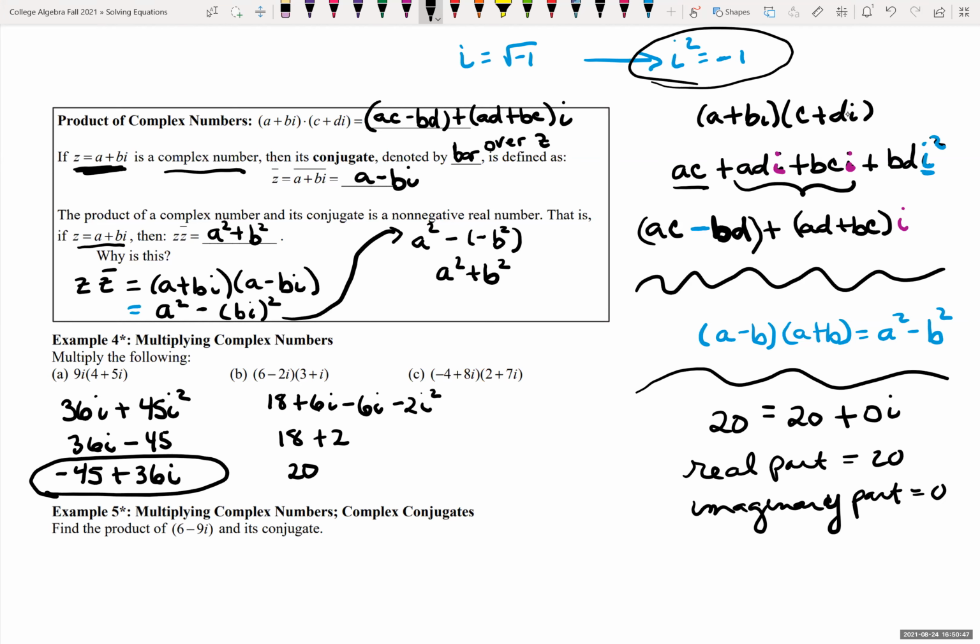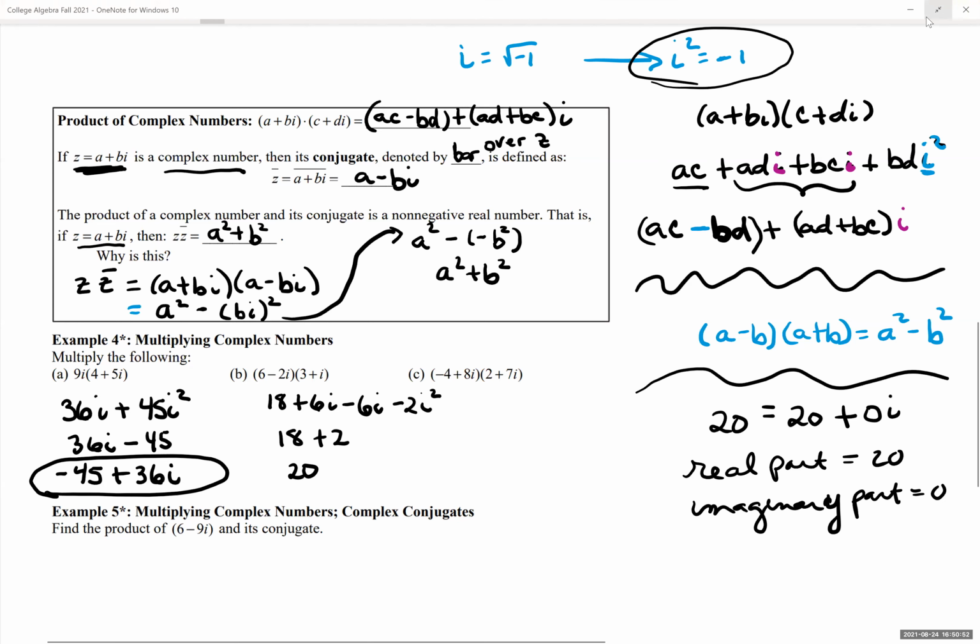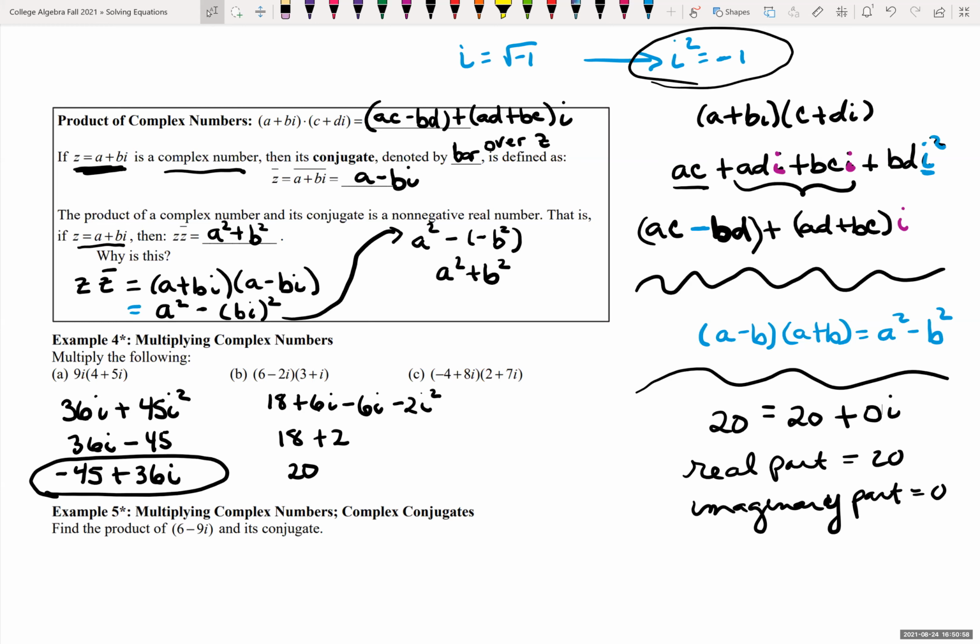Okay, so time is up. I'm going to stop there. We'll finish off on complex numbers on Thursday, and we'll get into solving different types of equations, so equations with radicals in them.